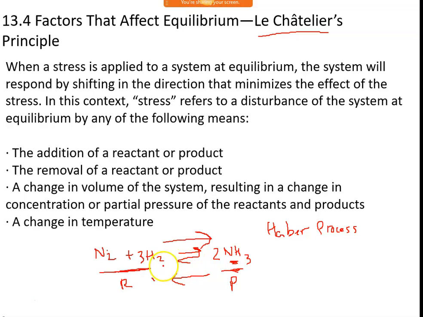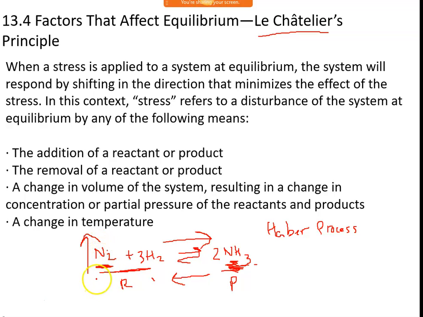Now, if I were to increase the concentration of nitrogen, so all of a sudden I put tons and tons of nitrogen in here, I have changed our equilibrium. Our system now has a lot more nitrogen in it than it should have at equilibrium. So our reaction responds by removing that extra nitrogen. That extra nitrogen is going to start reacting with hydrogen and forming more ammonia until I establish equilibrium based on the fact that I've increased my amount of nitrogen.